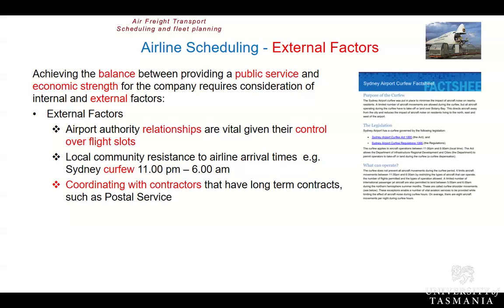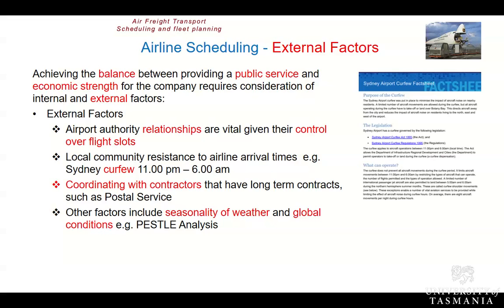Also, other issues in regards to airline scheduling, which are a little bit outside your control, are the contracts that you've got in place. So if you've got a contract in place with a range of contractors to deliver, such as the Postal Service, you're going to find it very difficult to move out of that particular schedule. Other factors could include seasonality, global conditions.